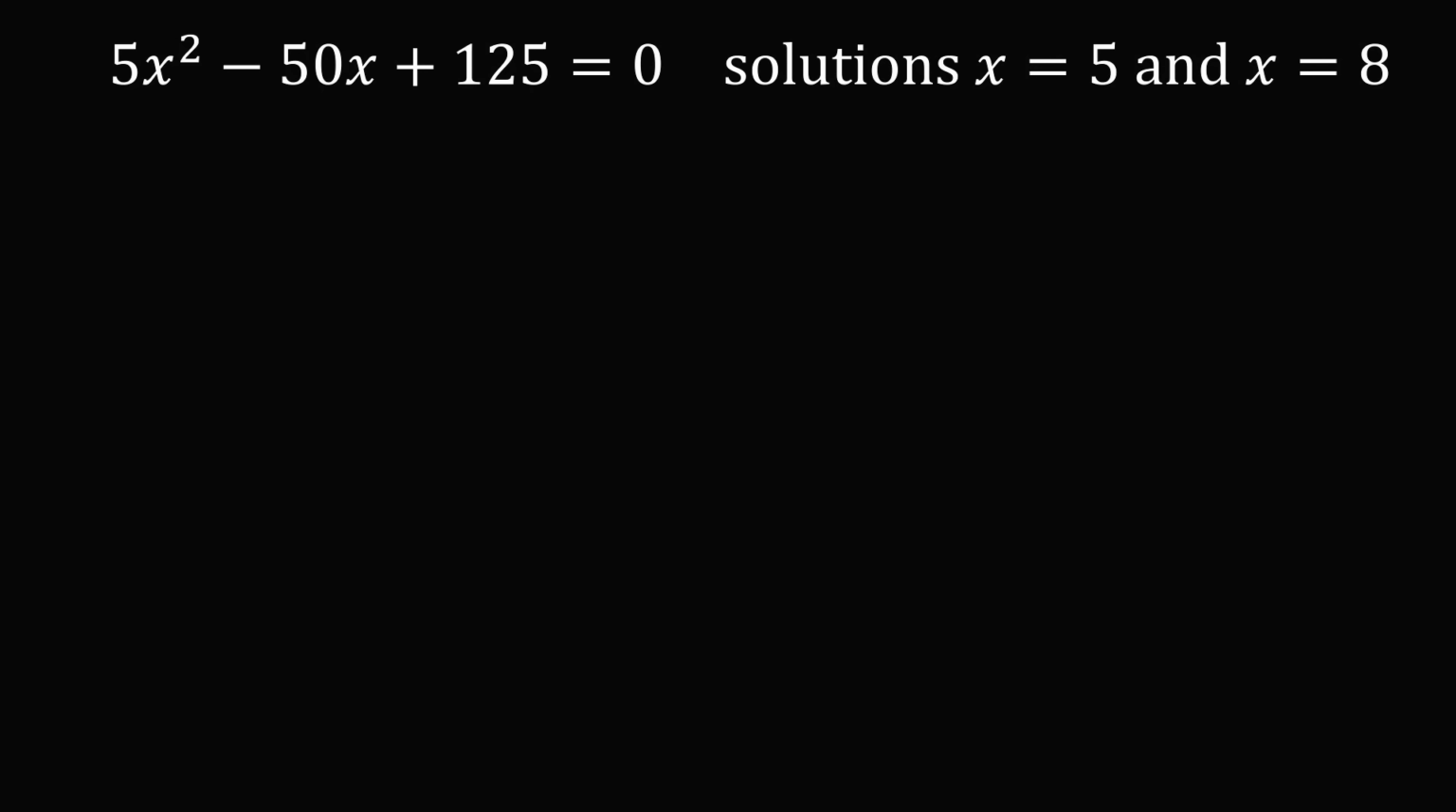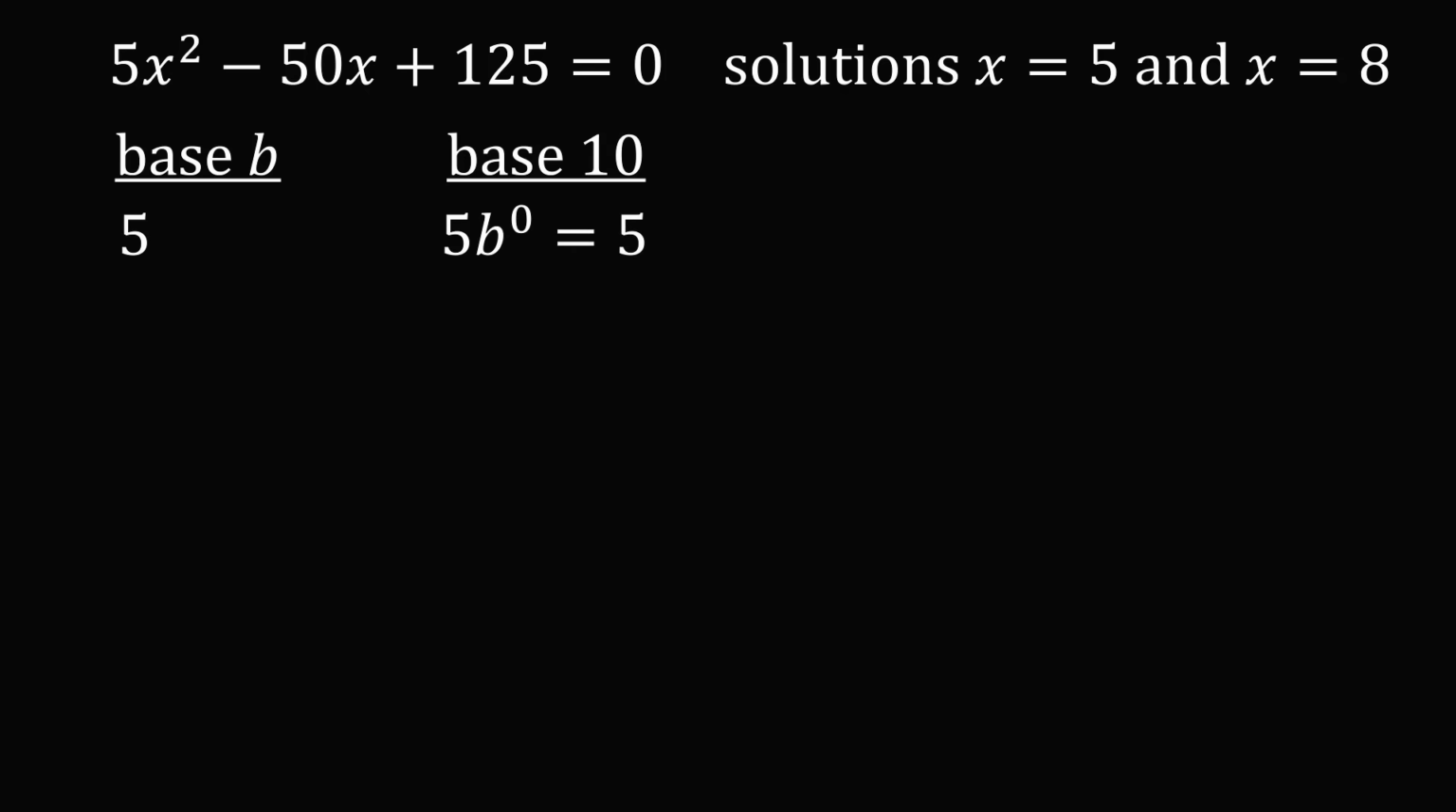Clearly, the coefficients of this quadratic equation are written in some other number base b. So let's first convert these coefficients into base 10. The coefficient on x squared is 5, and 5 in base b is exactly going to convert to 5 times b to the power of 0, which is equal to 5 in base 10. Now what about the coefficient of 50? When you write 50 in base b, that is equivalent to 5b to the power of 1 plus 0, and that will be equal to 5b in base 10.